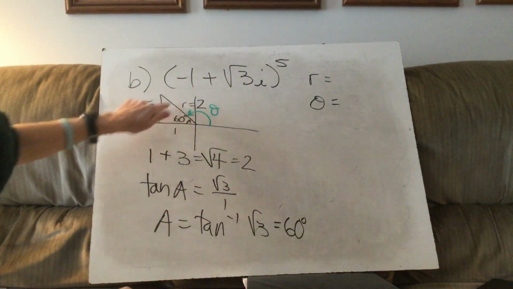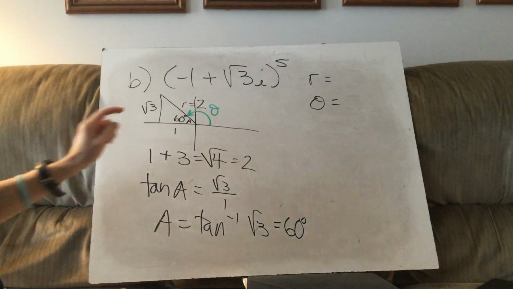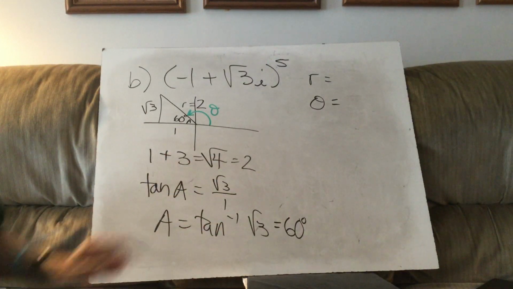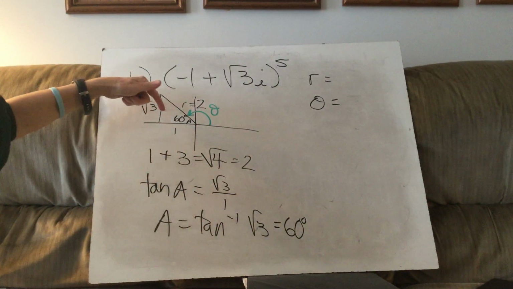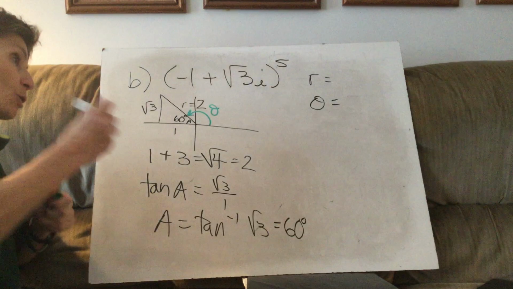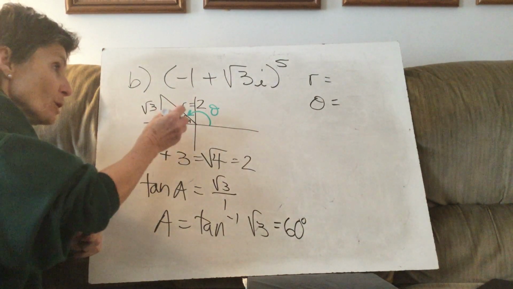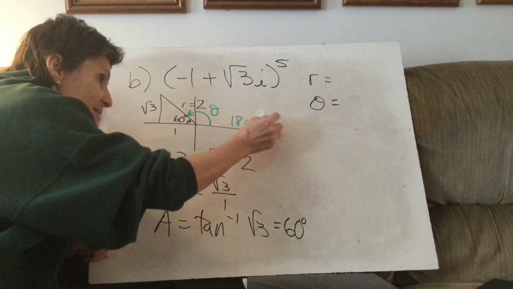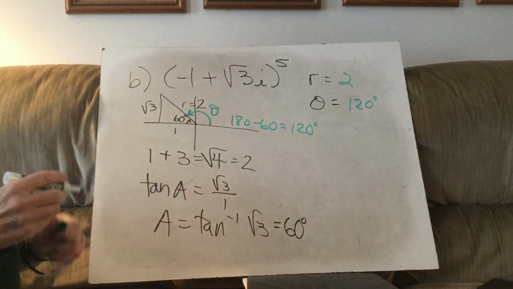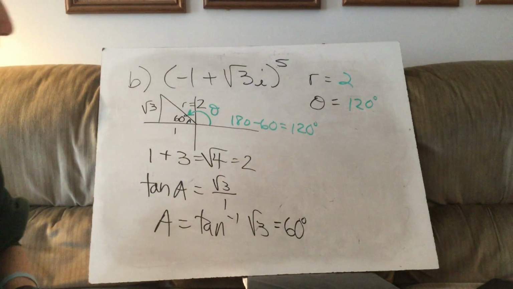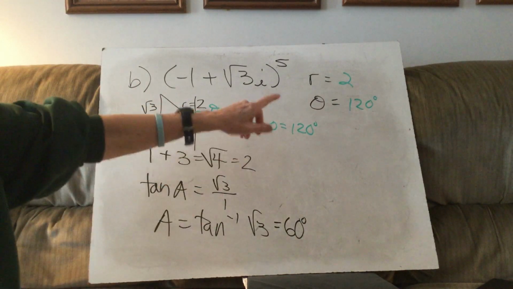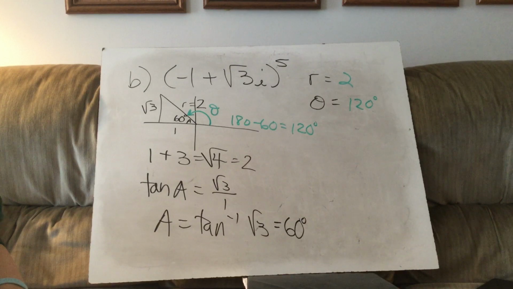So if you recognize that triangle, that's one of your special right triangles, then you don't have to do all this work. If you don't recognize it, then here is the work that you would go through to find your r and to find this angle, which is not theta. Be careful. Theta will be the green angle, which will be 180 minus 60. So theta is 120 degrees. So now we have figured out that our r value is 2 and our theta value is 120 degrees.